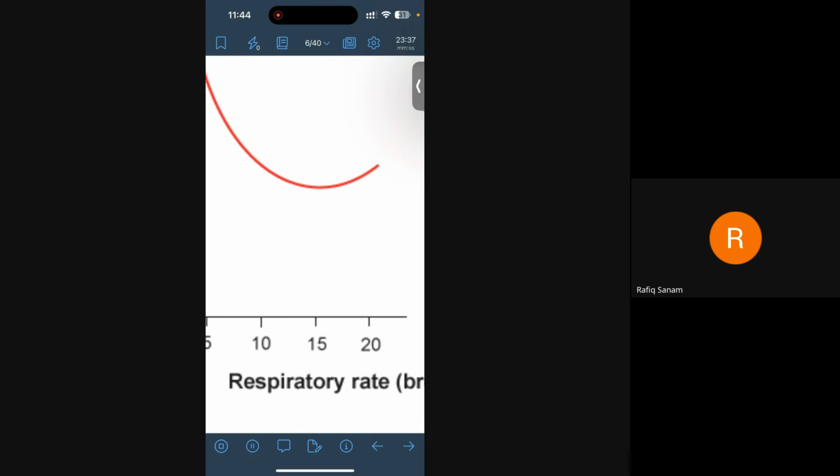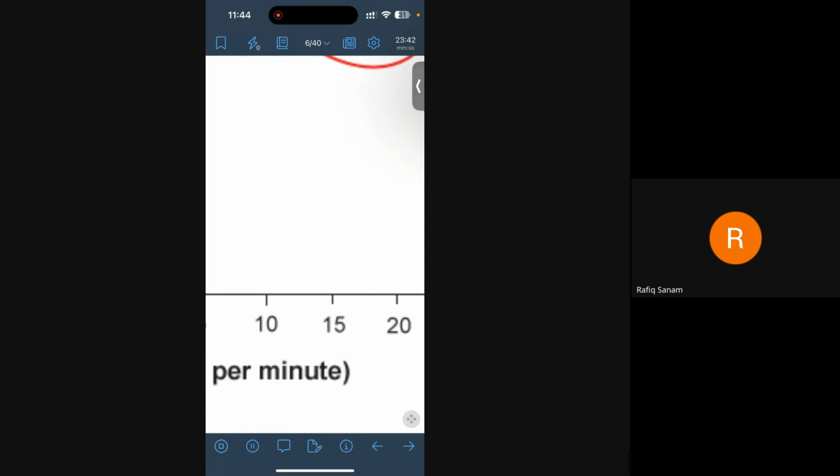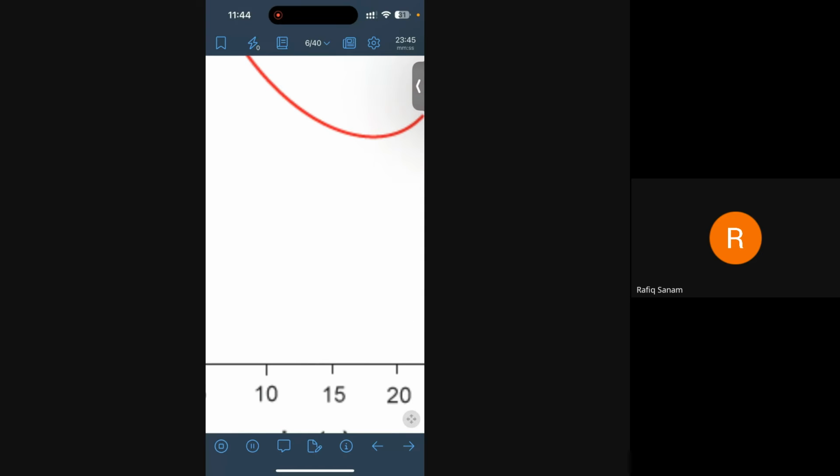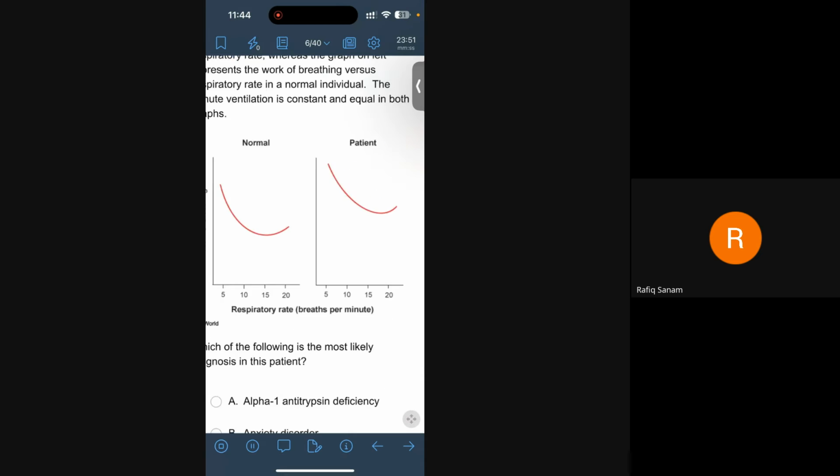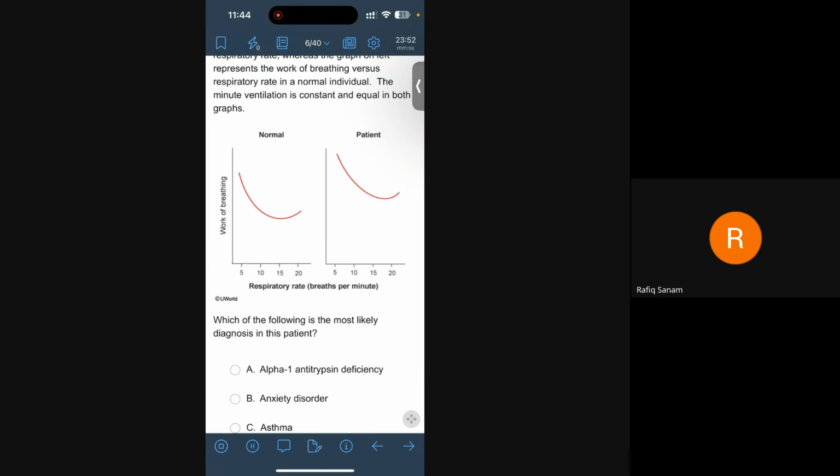Now the second thing: you can see the lowest point of this red curve. In the normal, it is at a respiratory rate of 10 to 15. In the patient, that lowest point of the curve is between 15 and 20. That means in the patient the respiratory rate will be higher, because the work of breathing is minimum at the higher rate. Can you tell me in what type of disease people usually take short and shallow breaths at a larger respiratory rate?